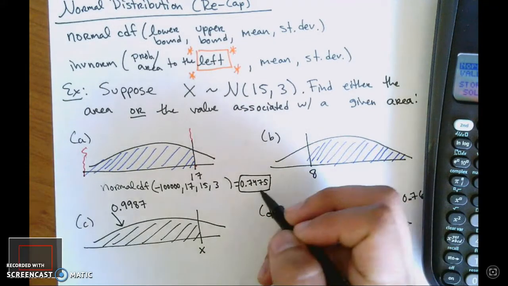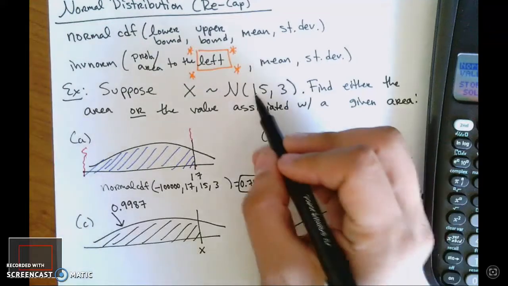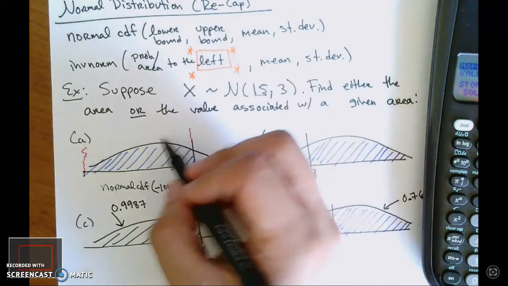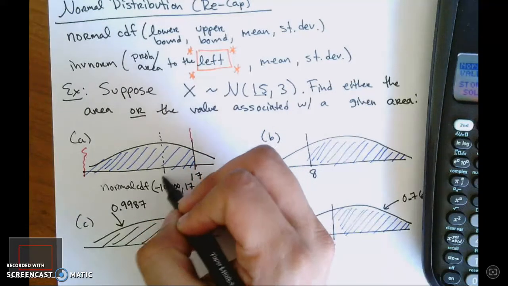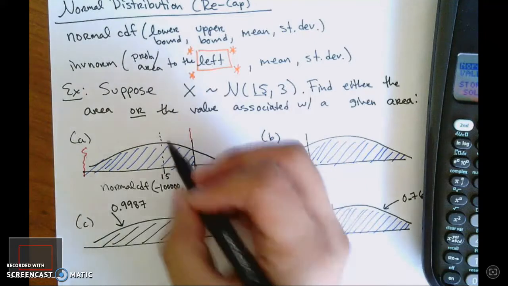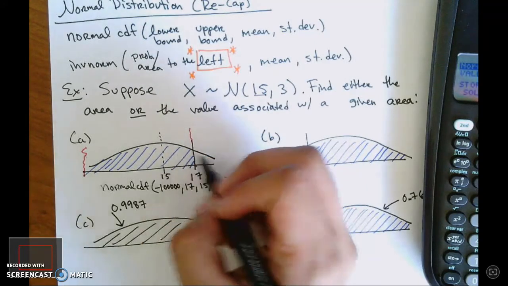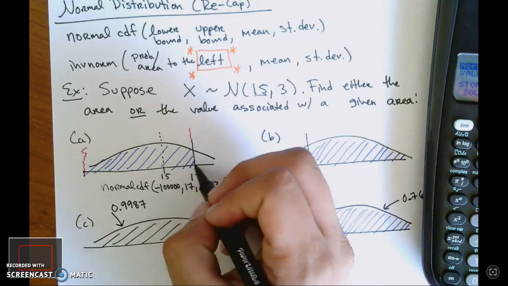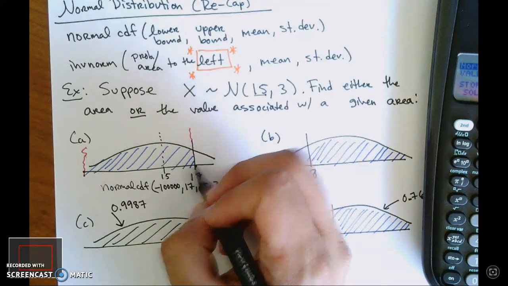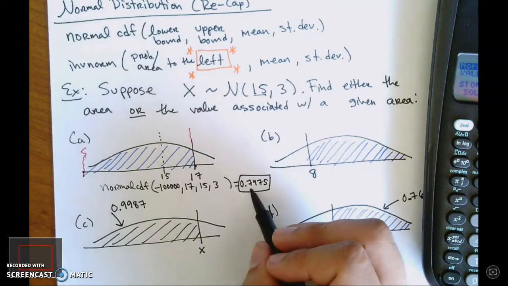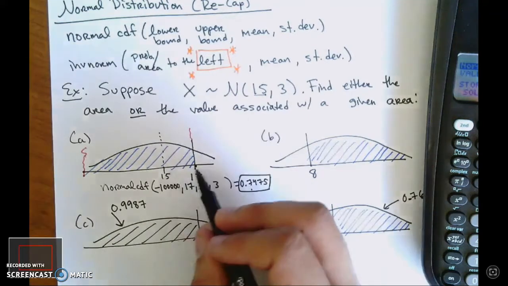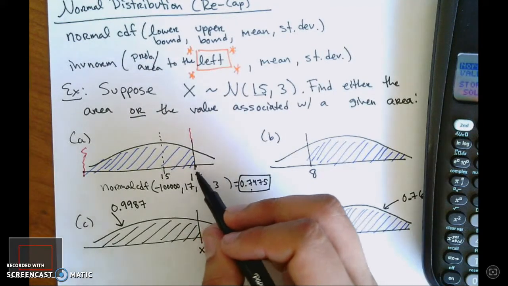Now notice that this makes sense because the mean itself is 15. That means the middle of the data is 15, and since it's right in the middle, 50% of it is below it and 50% of it is above it. So 17 is a little bit more than 15, so it would make sense for this to be around 74%, which is higher than 50%. So that's how you can check your work.